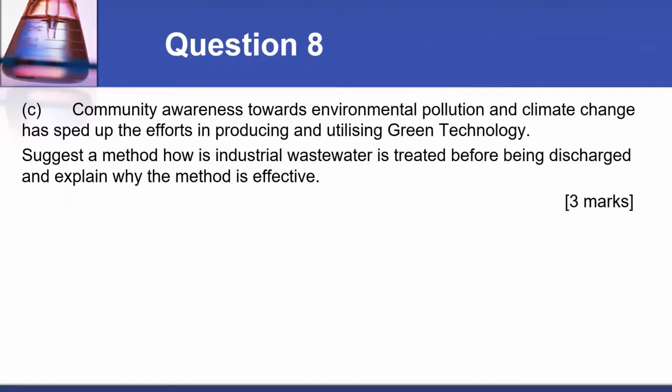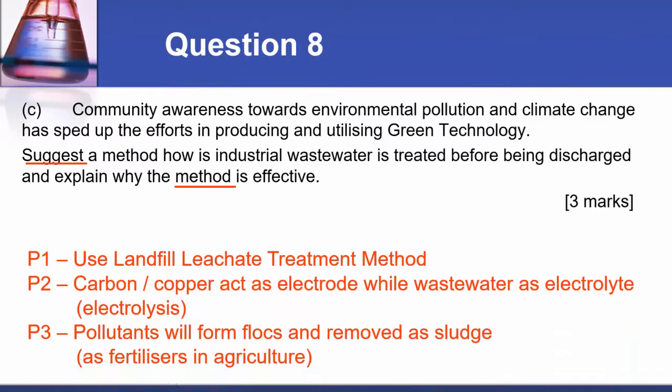For question 8C, community awareness towards environmental pollution and climate change has speeded up the efforts in producing and utilizing green technology. Suggest a method of how industrial wastewater is treated before being discharged and explain why the method is effective. So your answer should include the method and explain why the method is effective. For mark number 1, the method used will be the landfill leachate treatment method. So the explanation on why the method is effective is for marks number 2 and 3.